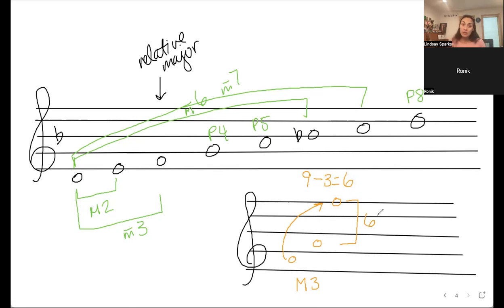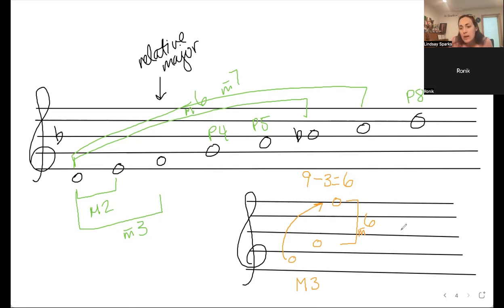Now, when you invert intervals, your quality always inverts as well. So major becomes minor, augmented becomes diminished, perfect stays the same. So this one was previously major. This is now a minor sixth. Okay, so that's the concept of inversion. It happens the other direction too.